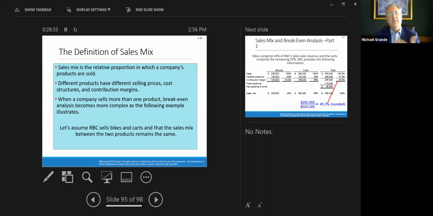Definition of sales mix. Sales mix is the relative proportion in which a company's products are sold. Different products have different selling prices, different cost structures, specifically variable costs, and obviously contribution margins. When a company sells more than one product, break-even analysis becomes more complex, as the following example illustrates. Let's assume that RBC sells bikes and carts, and that the sales mix between the two products remains the same.